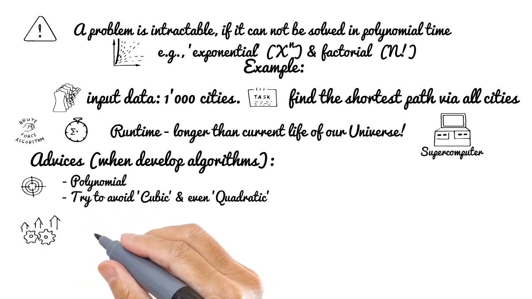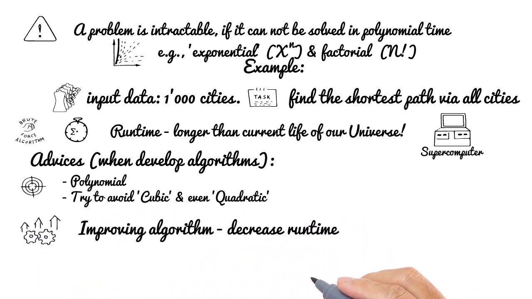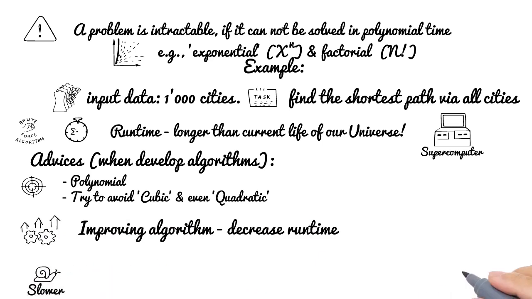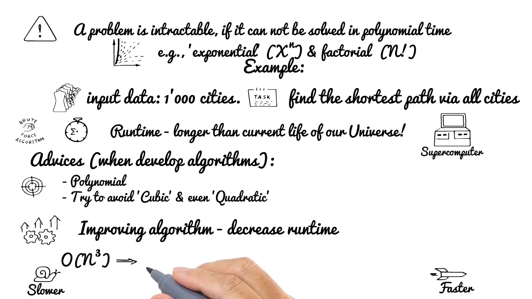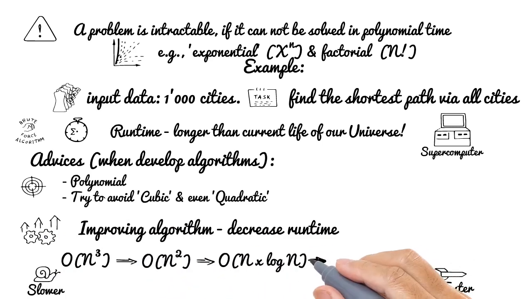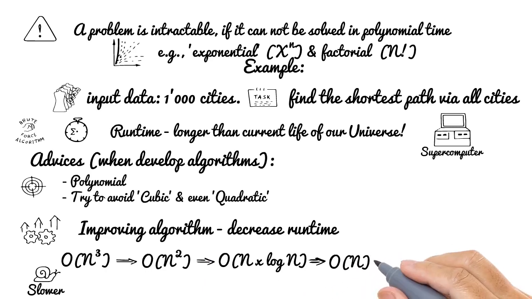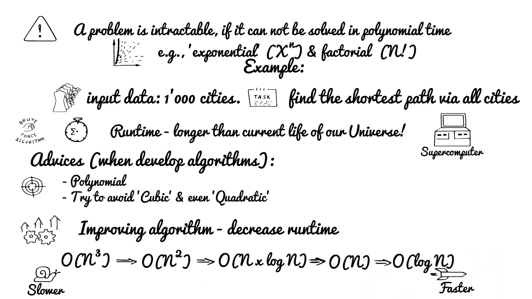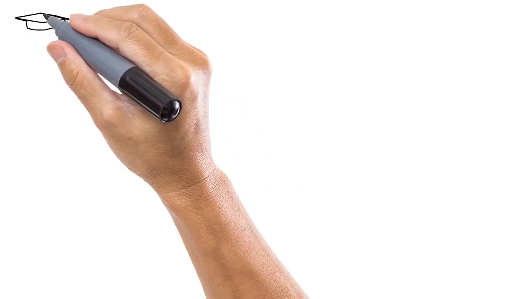In general, improving an algorithm allows us to move down our order of growth sequence. Some cubic algorithms can be improved to become quadratic or even linearithmic. Some linear algorithms can be improved to be logarithmic. It's generally much better, faster.